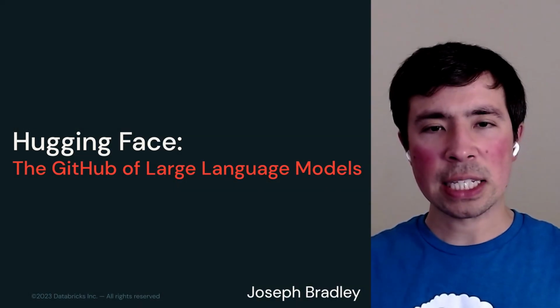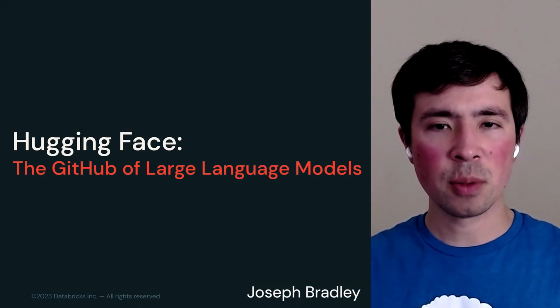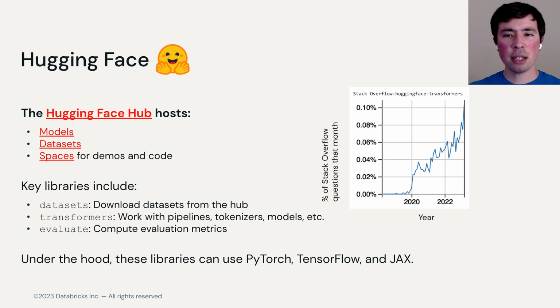Let's take a look at Hugging Face, the GitHub of large language models. Hugging Face is a company and also a community of open source ML projects, most famous for NLP. Its hub hosts models, datasets, and spaces for demos and code. These are easy to download under different licenses. There are also a number of libraries it provides.